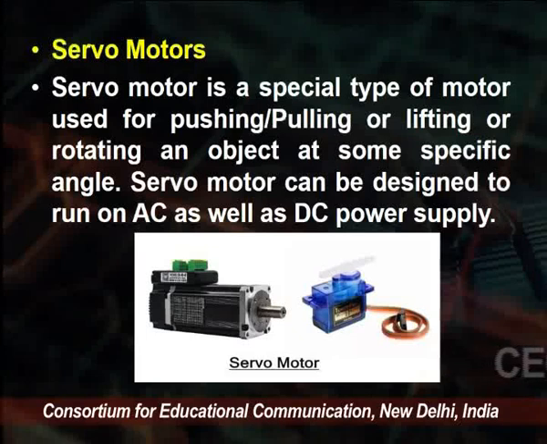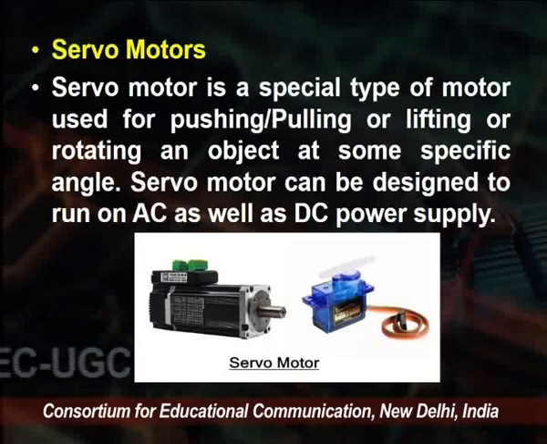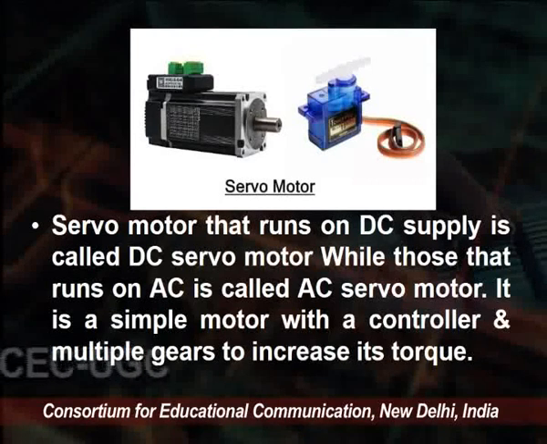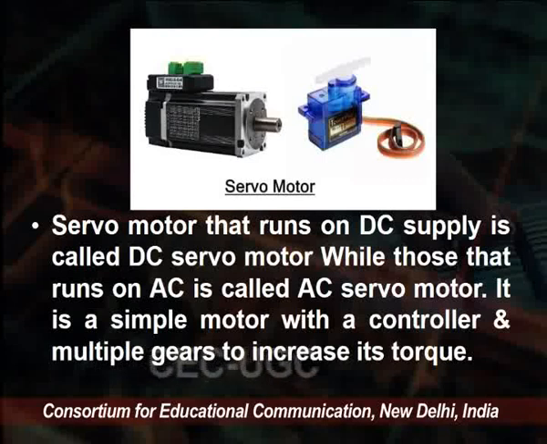This servo motor is a special type of motor used for pushing and pulling, or lifting, or rotating an object at a specific angle. So this servo motor is designed to run on AC as well as on DC supply. And the servo motor that runs on DC supply is called the DC servo motor, while those which run on AC are called the AC servo motor. So on the basis of the requirement, we construct the AC or DC servo motor.